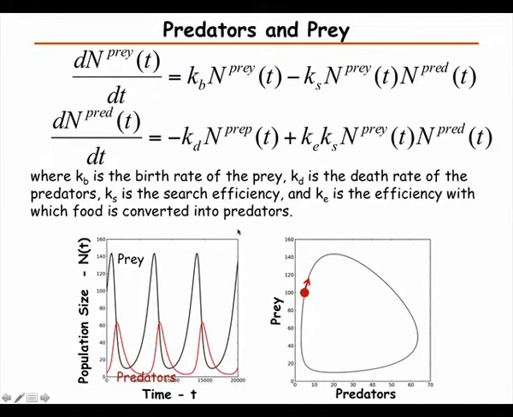We can also show this as a phase diagram. Here we have the number of predators on the x-axis and the number of prey on the y-axis, and this is where we're starting, and then it goes round and round because it is oscillating back and forth.